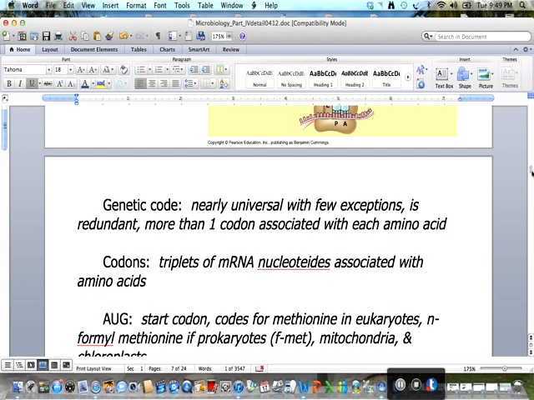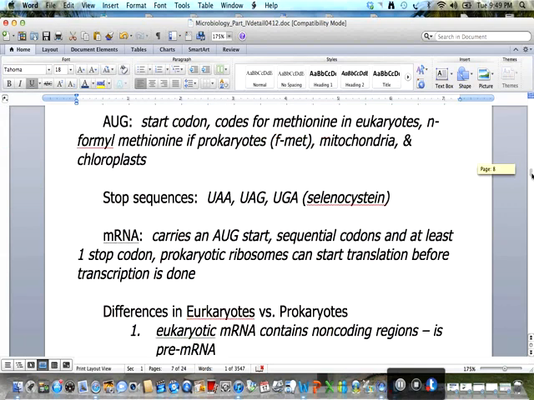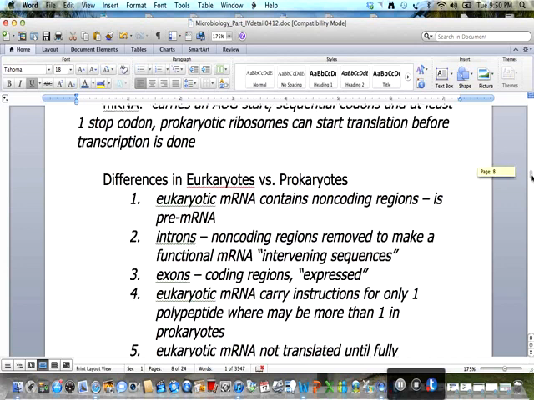AUG is the start codon, which codes for methionine in eukaryotes, and N-formyl methionine in prokaryotes, mitochondria, and chloroplasts. The stop sequences are UAA, UAG, and UGA. The mRNA carries an AUG start codon, and then the sequential codons occur after and end with at least one stop codon. Prokaryotic ribosomes can start translation before transcription is done because both occur in the cytoplasm as there is no nucleus.